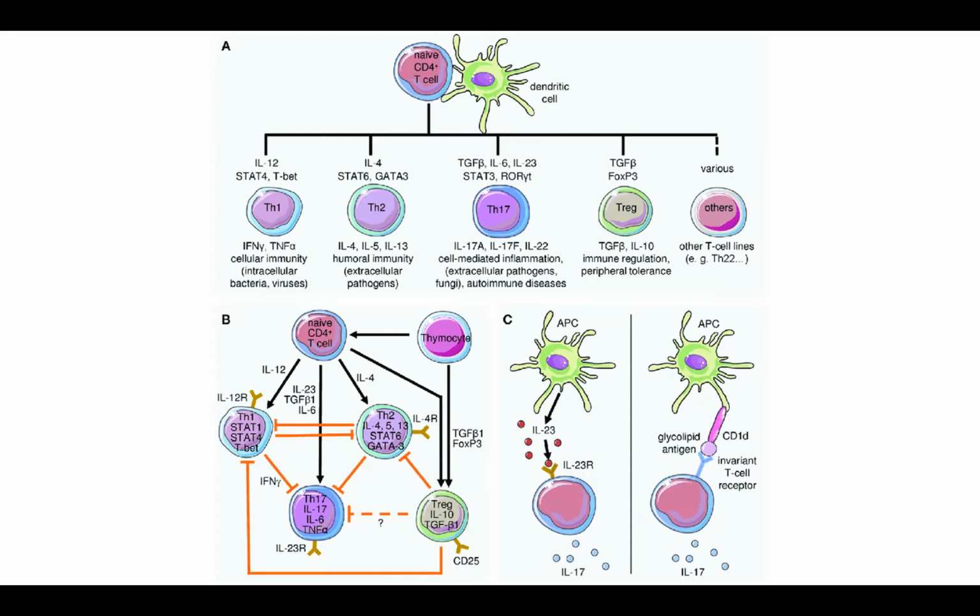Now, if you have, let's say, interleukin 6, interleukin 23, and TGF beta being produced, then you're going to get your T helper 17 cells. They produce IL-17A, IL-17F, and IL-22. Okay, why is this important? Well, this is to help with the inflammation, and it's to fight extracellular pathogens and fungi. And it's tied to autoimmune diseases.